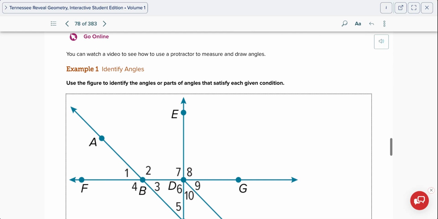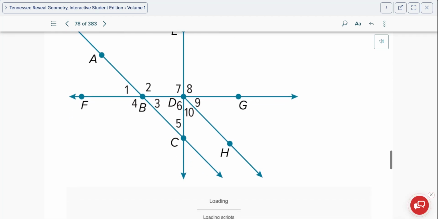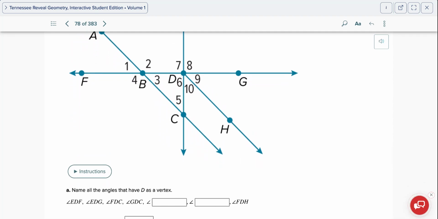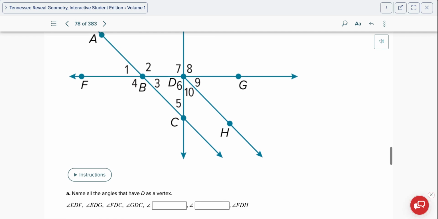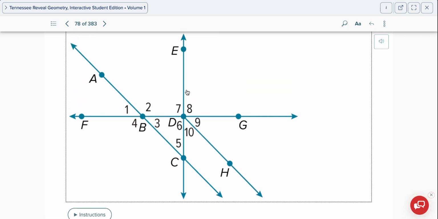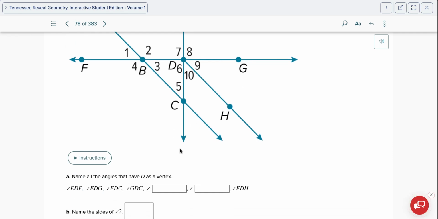All right, let's go down to an example. See if I can make this a wee bit bigger. Example number 1 says, use the figure to identify the angles or parts of the angles that satisfy the given condition. And in this pretty picture, I'll use that term very loosely, name all the angles that have D as the vertex. All right, so there's your D. Well, let's see. They have EDF. We could also use EDB, which I don't think they have.